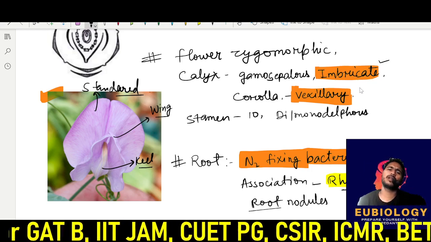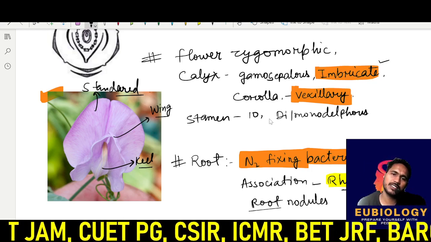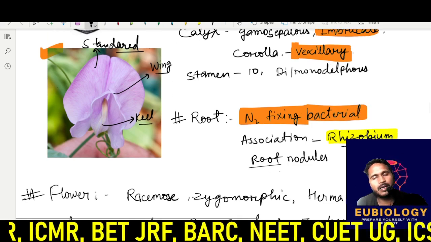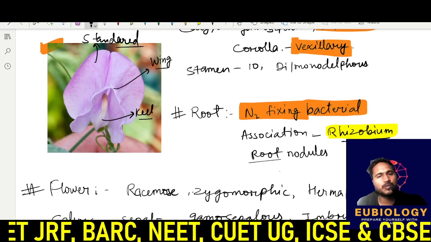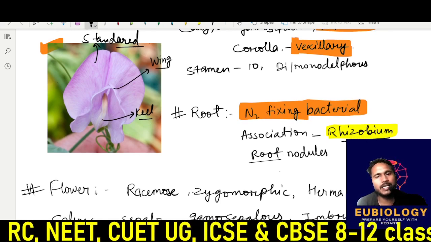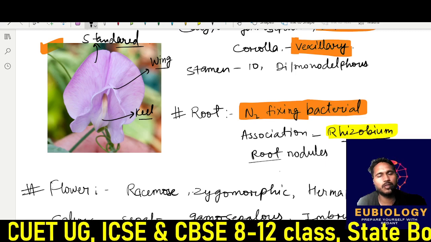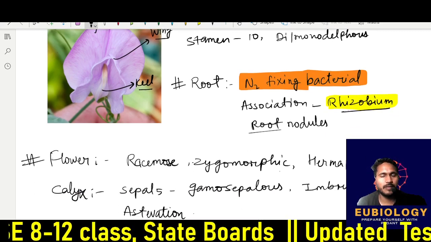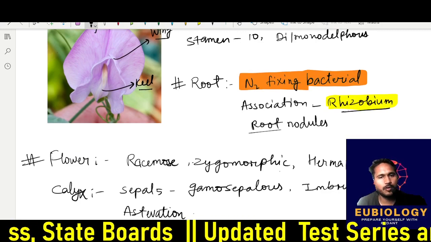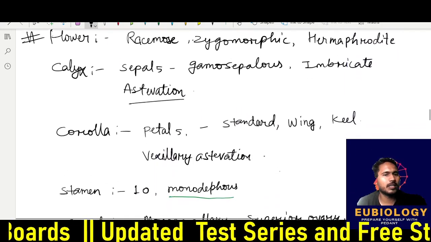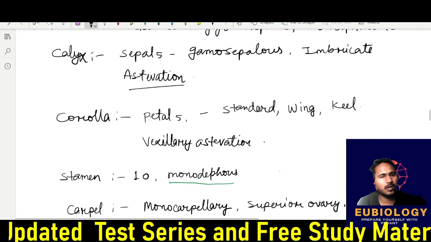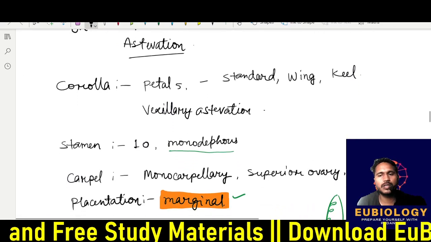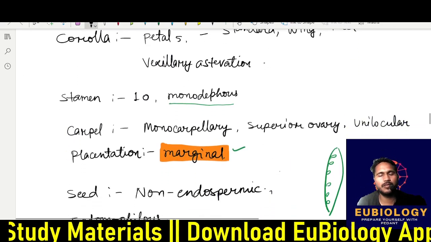Imbricate aestivation for the calyx, and the corolla has vexillary aestivation. The root will have nitrogen-fixing bacteria associated with Rhizobium, so you will find nodules in the root. This is important to remember. The Leguminosae family will have the nodules for nitrogen fixing, and the bacteria will be Rhizobium. Hope it is clear. And anything else, if I can help you, you must call me. You can contact me on WhatsApp, or you can contact me in the U Biology app. I will be available for you.